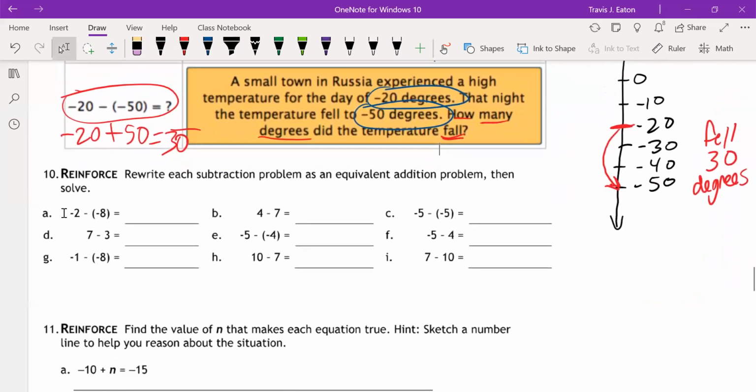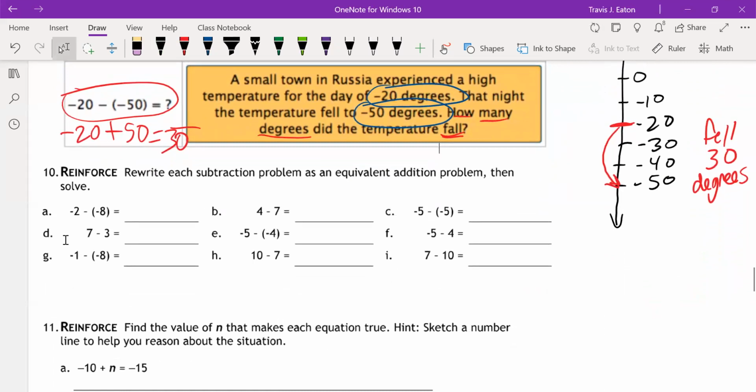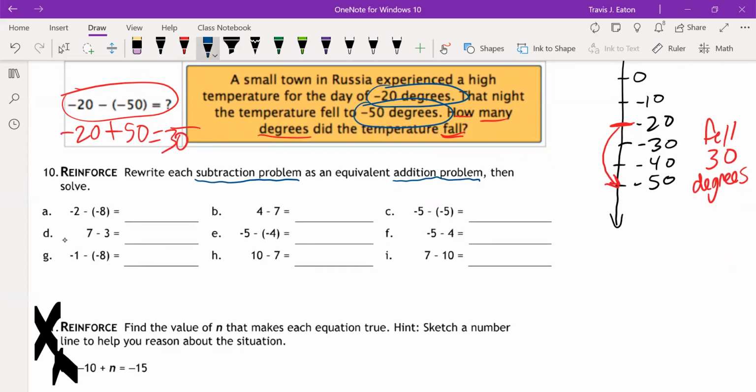That brings us to question number 10. There are 9 questions. The good news is we're going to do number 11, any of it. So this is the end of block 4 of topic 5. But that means we have to rewrite each of these as a subtraction problem. I'm sorry, rewrite each subtraction problem as an addition problem. So we have to transform each of these into an addition problem.